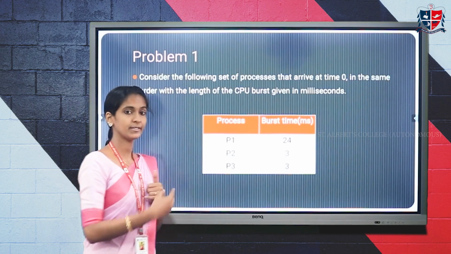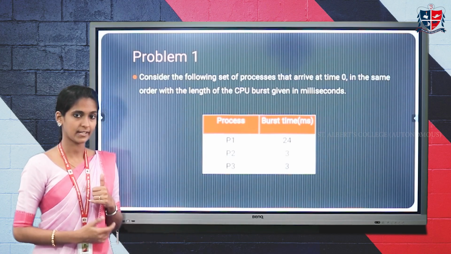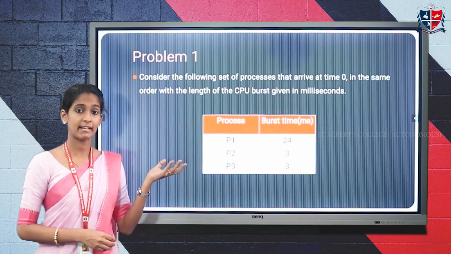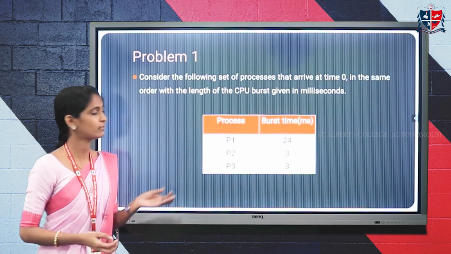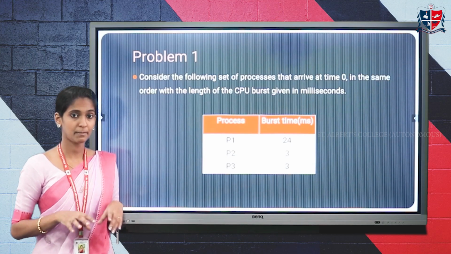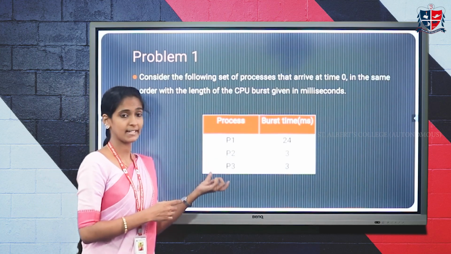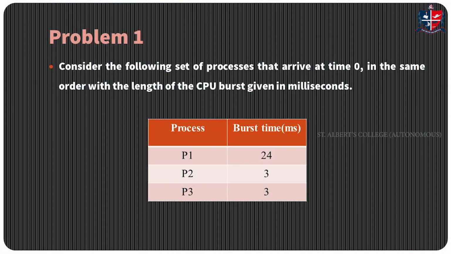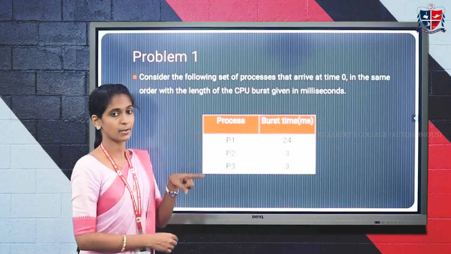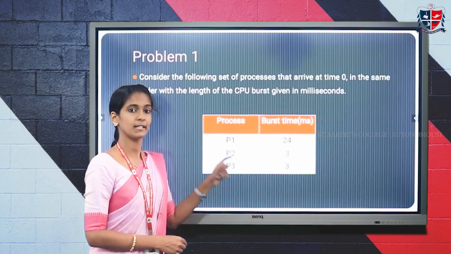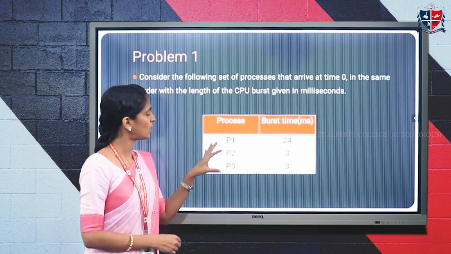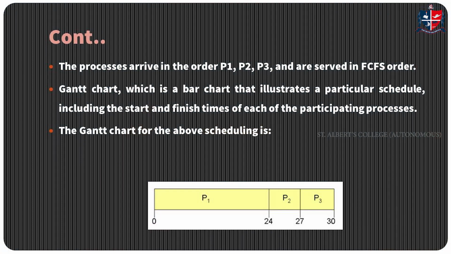In order to do that, first we want to draw a Gantt chart. A Gantt chart represents the starting time and the ending time of each process as a pictorial representation. Now let's see how this table data can be converted into a Gantt chart. In the question it is already given that all these processes arrived at arrival time 0, that is, at the same time.